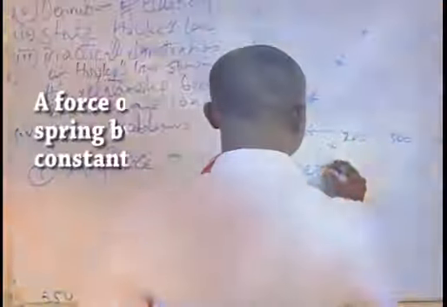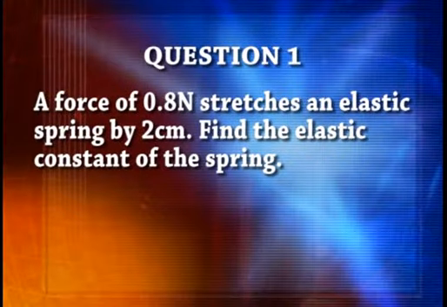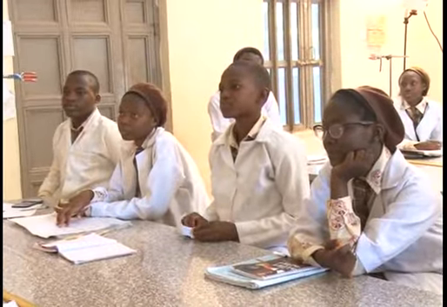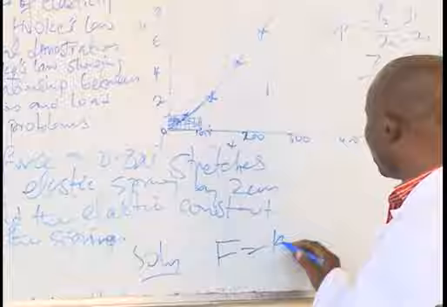Problem number 1. A force of 0.8 newton stretches an elastic spring by 2 centimeters. Find the elastic constant of the spring. First, you apply the formula for Hooke's law. Elvis, what's the formula for Hooke's law? The formula for Hooke's law is given as F is directly proportional to e. That is F equals Ke.